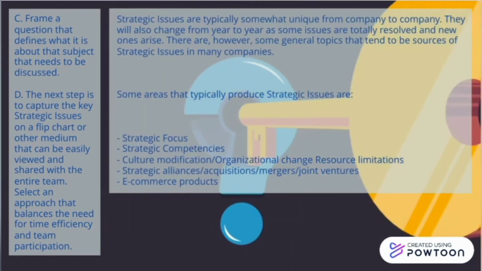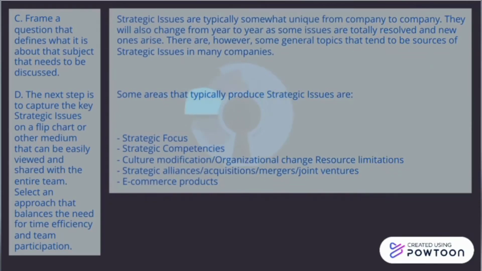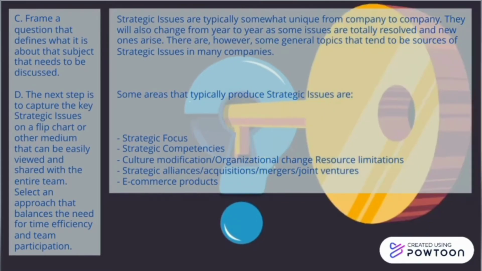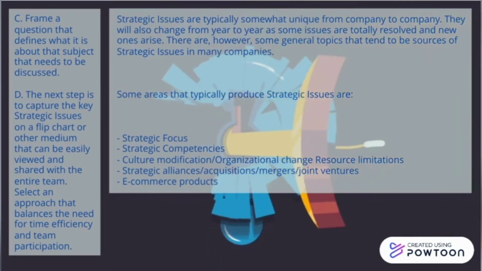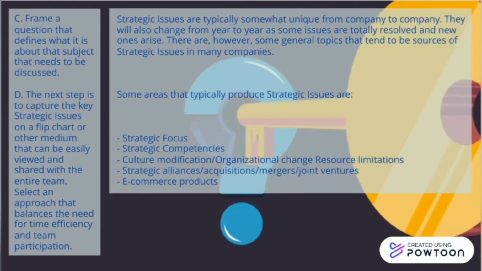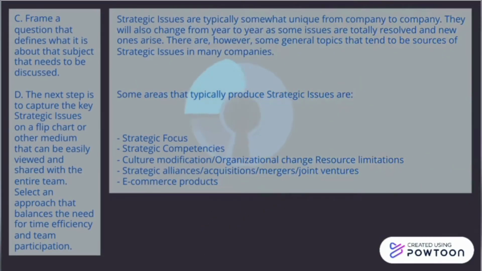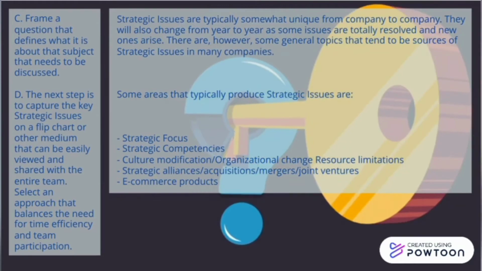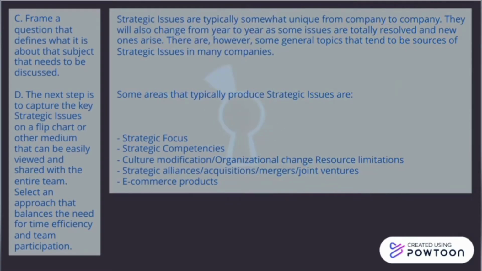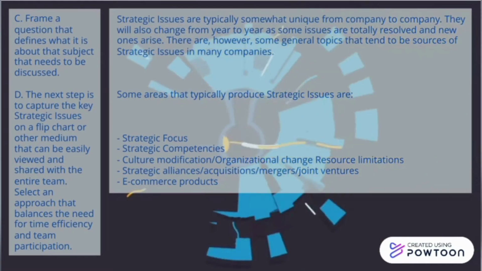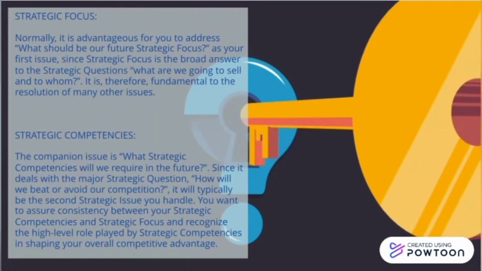Strategic issues are typically somewhat unique from company to company. They will also change from year to year as some issues are totally resolved and new ones arise. There are, however, some general topics that tend to be sources of strategic issues in many companies. Some areas that typically produce strategic issues are strategic focus, strategic competencies, culture modification/organizational change, resource limitations, strategic alliances/acquisitions/mergers/joint ventures, and e-commerce products.